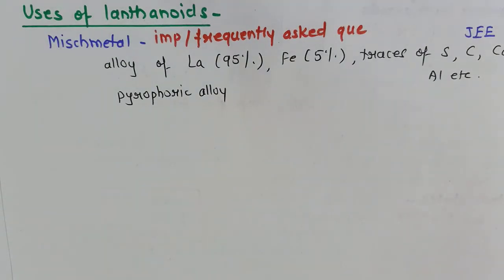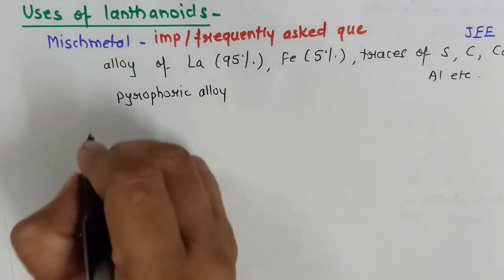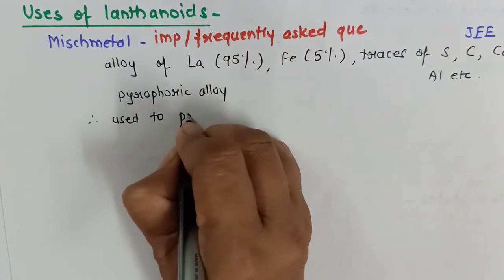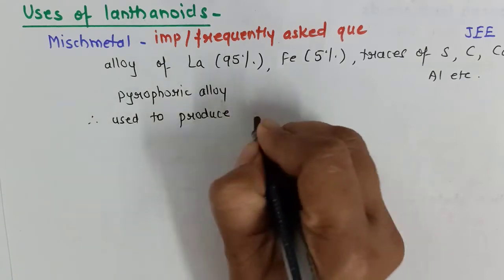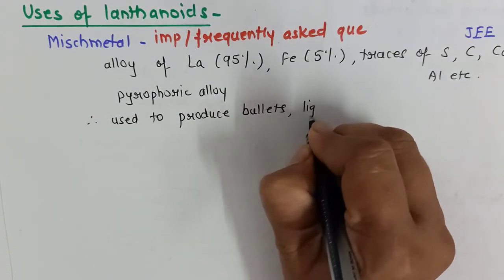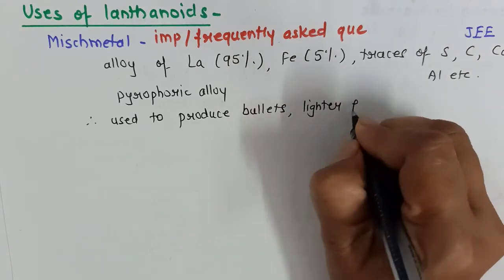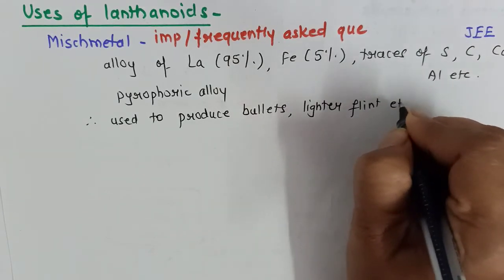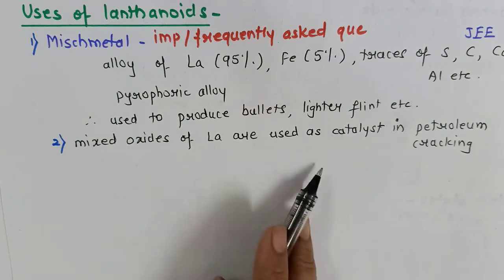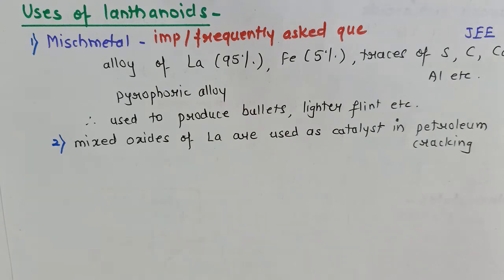That means it can produce a spark when scratched with steel or some other elements, and therefore it is used to produce bullets, lighter flint, etc. The second use of lanthanoids is that the mixed oxides of lanthanum are used as catalyst in petroleum cracking. So this was all about lanthanoids.